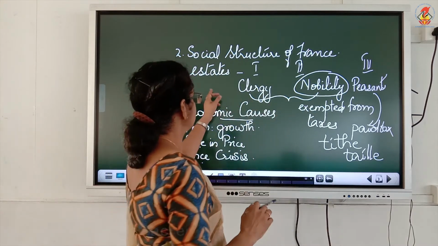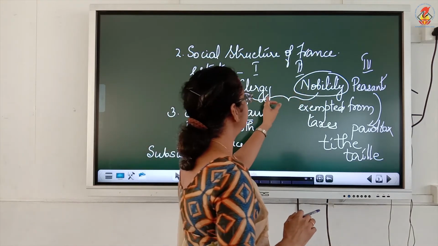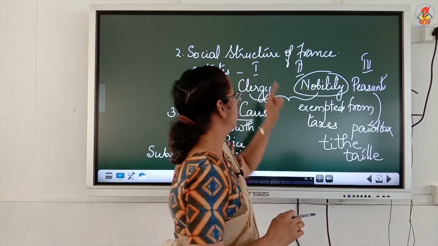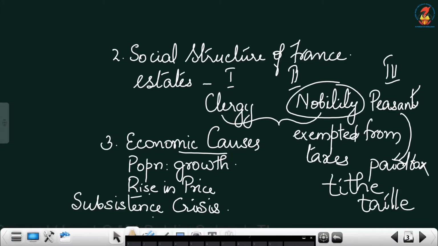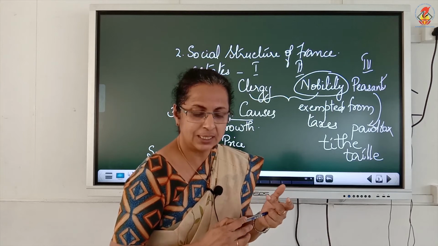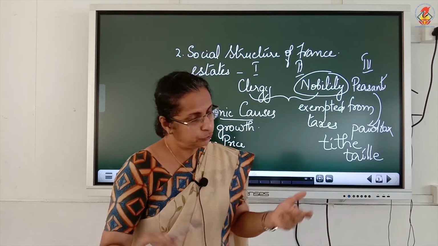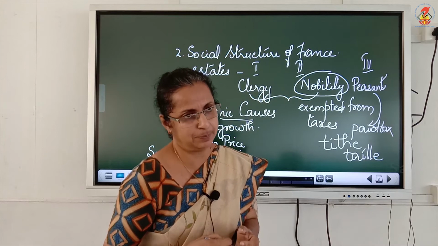The country's society was divided into 3 estates, 1, 2 and 3. The first one included the clergy, the second the nobility, and the third the peasants. So peasants can be landless laborers, the small farmers, then a few merchants, a few educated people.